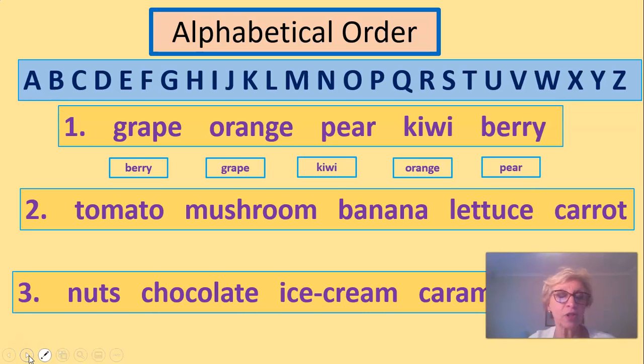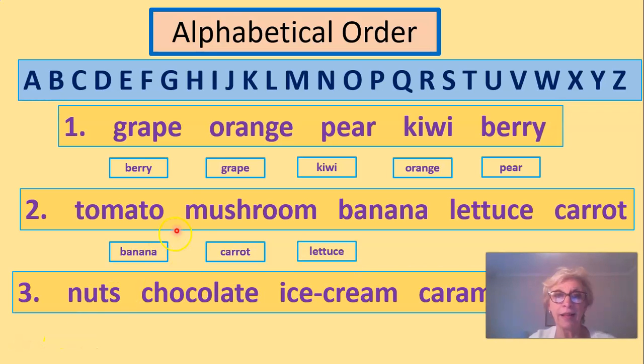The next list, which is tomato, mushroom, banana, lettuce and carrot. Let's see, what do you think is the first one? Is there a word starting in A? No. Is there a word starting in B? Yes, so banana comes first. The next letter is carrot, C. And then lettuce, L. And then comes mushroom. And tomato is last in the line.